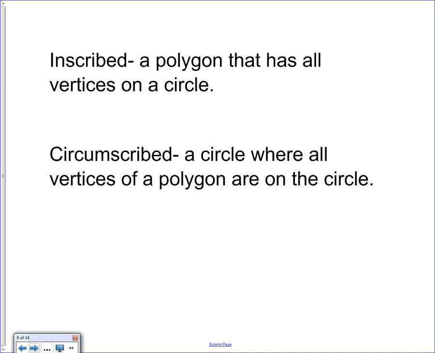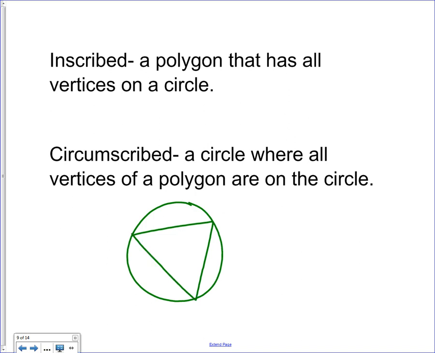Inscribed is a polygon that has all vertices on a circle. Circumscribed is a circle where all the vertices of a polygon are on the circle. So if we have a circle, and if we had a triangle on the inside of that circle, we would say that the polygon is inscribed in the circle. We would say that the circle is circumscribed about the polygon. The circle goes around the polygon. The polygon is all inside, where each vertex is on the circle itself.